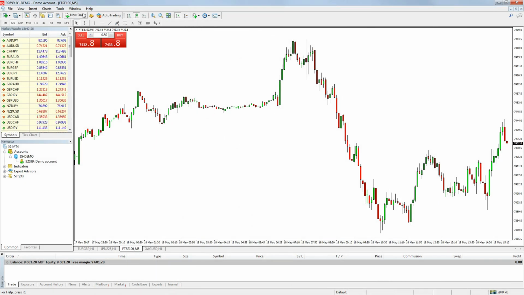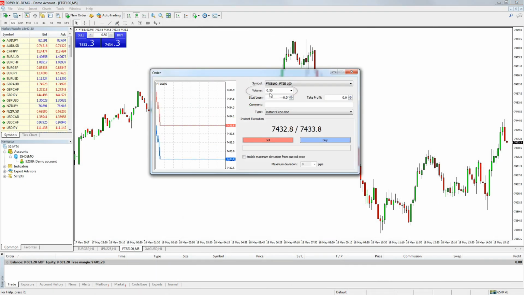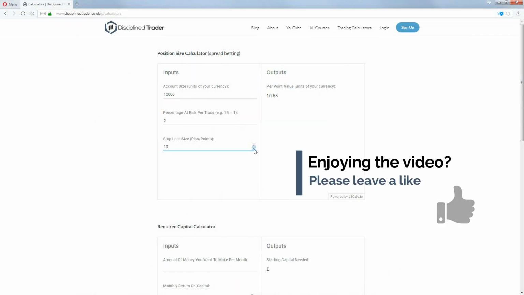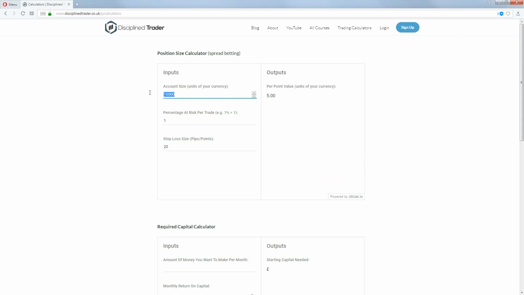If you are using MetaTrader 4, you would enter this number in the volume box when opening your trade. And that's it. You can use this calculator each time you are preparing to enter a trade if your stop loss size varies. Otherwise, you can just check what size you need to trade at as your account size changes, or if you change the risk parameters on the trades.